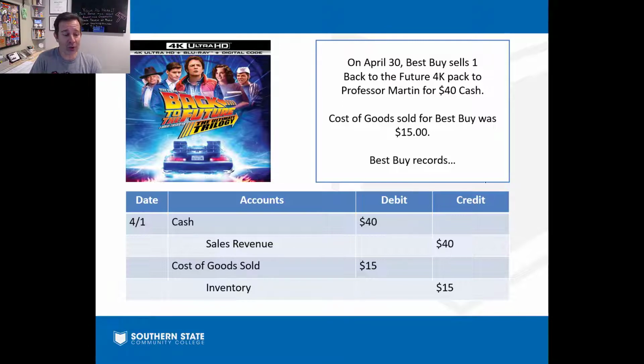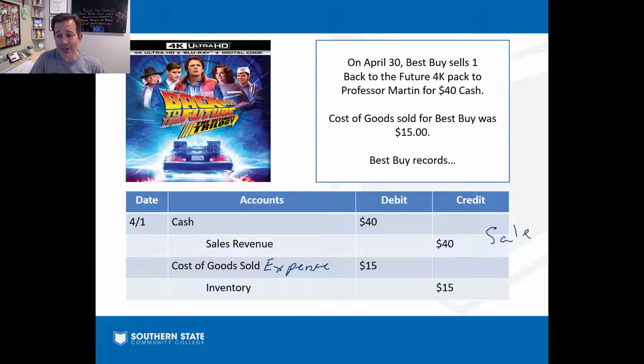They would record a debit to cash and a credit to sales revenue. That records the sale. Then they would record a debit to cost of goods sold and a credit to inventory. That would record their expense. Remember, cost of goods sold is an expense, while also taking it out of inventory to show that they no longer have it because I took it home with me to watch at home. So we've talked about that. You know how that journal entry works.